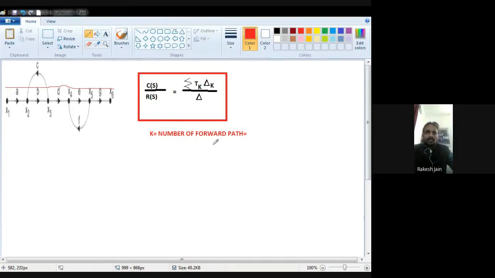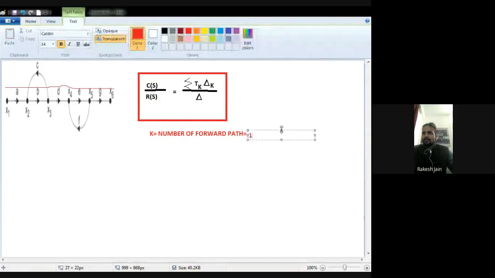Now is there any other forward path? I just check. I start from x1, reach up to x2, but I can't reach x3 via the gain C, because the arrow direction is opposite. So this is not a forward path. Then x1 up to x2, then x3, then x4. I can't reach x5 via this branch, because the direction of F is opposite to my direction. So only one forward path. I just write down that I have only one forward path.